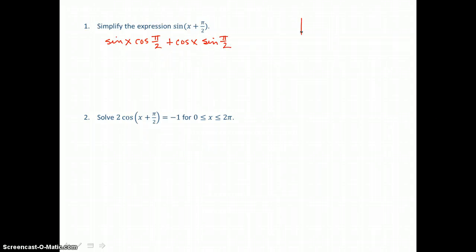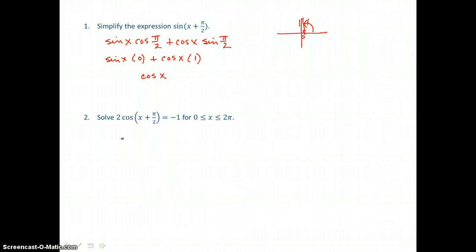Okay, and now the pi over 2, if I graph that 90-degree pi over 2 radian angle, I'm going to have this ratio 1, 1, 0. And applying the definition of cosine first, cosine is adjacent over hypotenuse, 0 over 1, so that's going to have a value of 0. And now applying the definition of sine to pi over 2, I've got opposite over hypotenuse, 1 over 1, or 1. So 0 times sine x is 0, 1 times cosine x is cosine x, so the whole thing simplifies to cosine x.